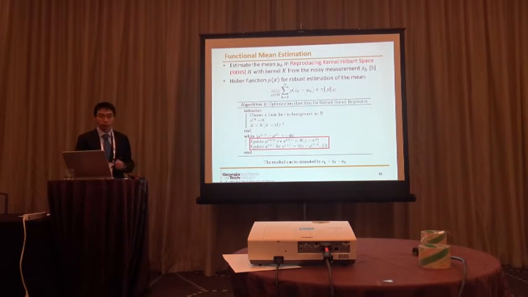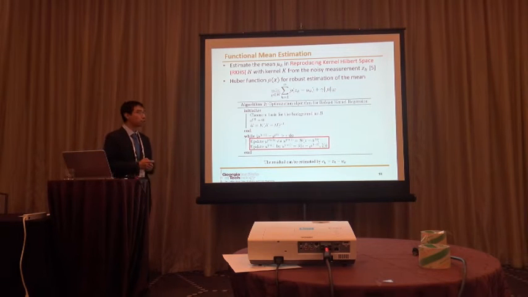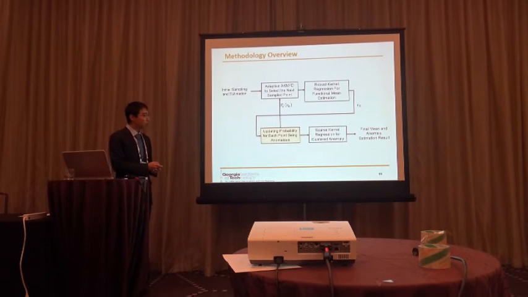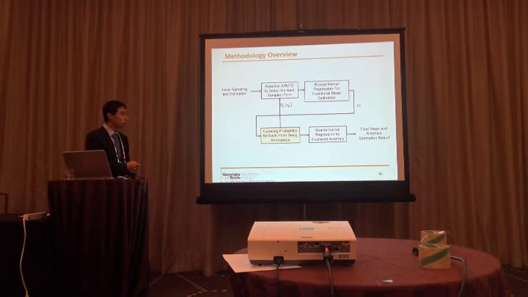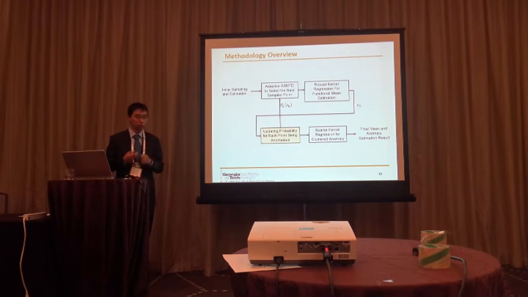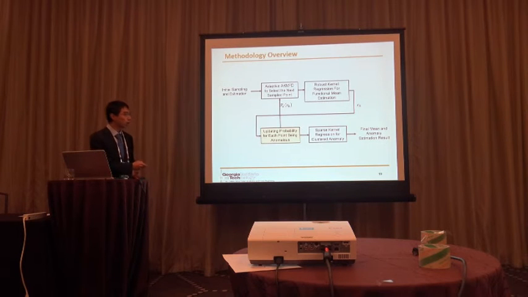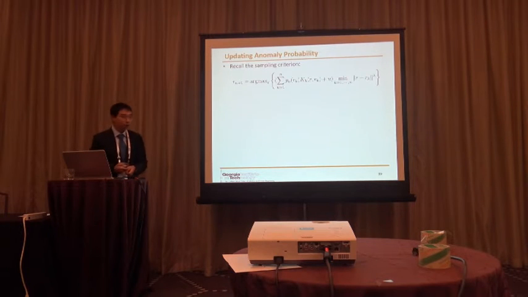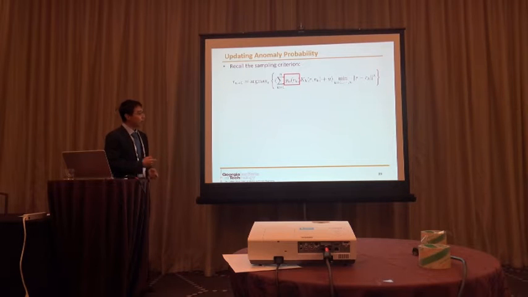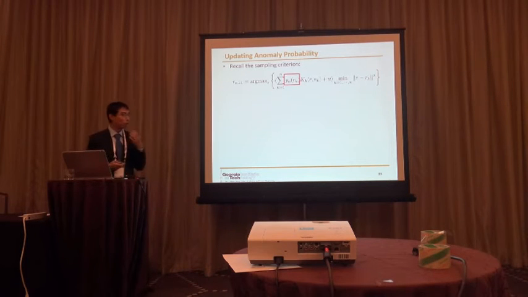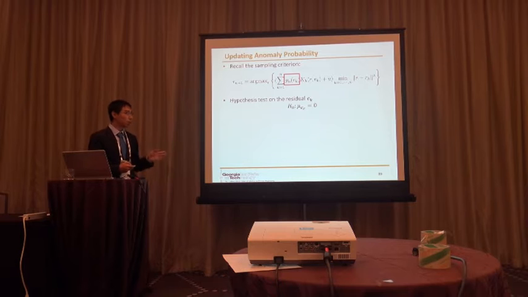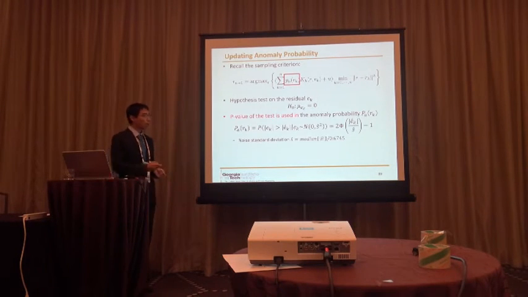After that, the residual can be computed by subtracting the mean from the data. This residual information can be used as input to update the probability of each point being anomalous, and this probability can be used to update the sampling algorithm. Recall this is our sampling criterion function, and this is where we need this probability. But how can we compute it? We can compute it by doing a hypothesis test on the residual, and the p-value of this test can be used to update the probability here.